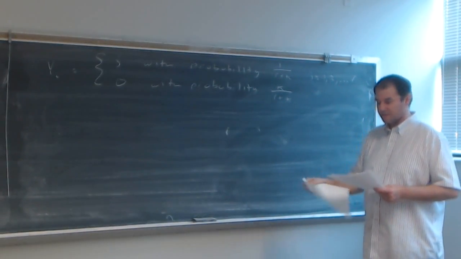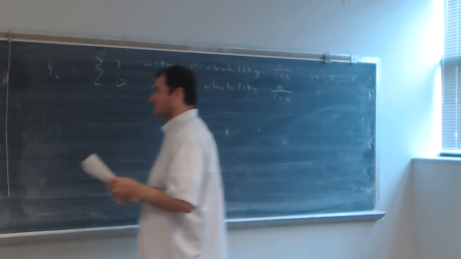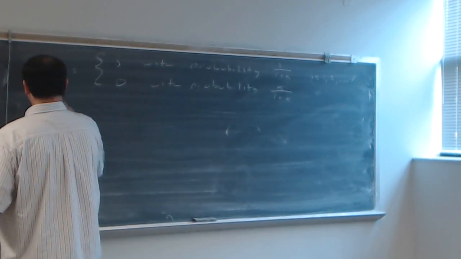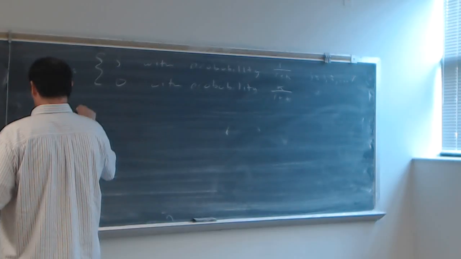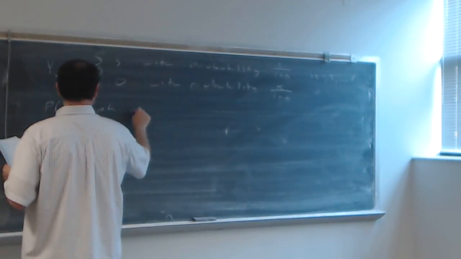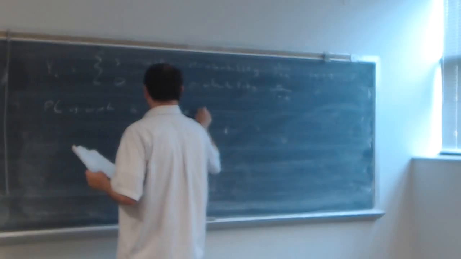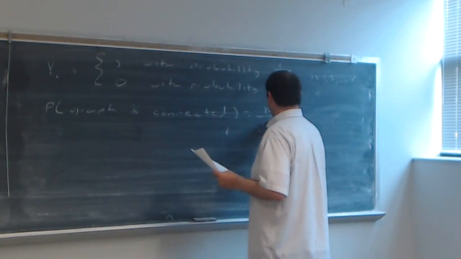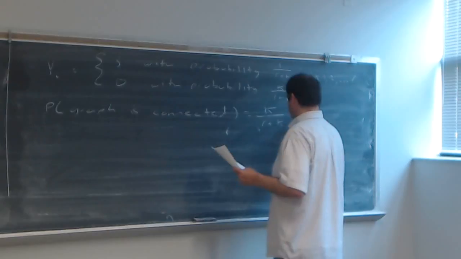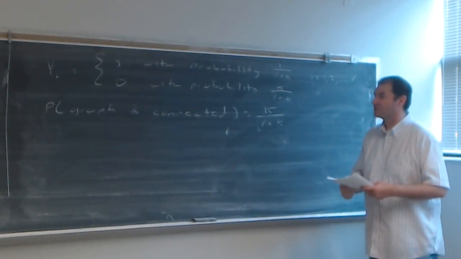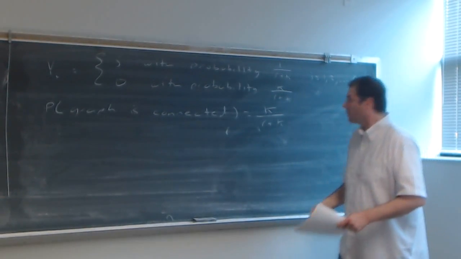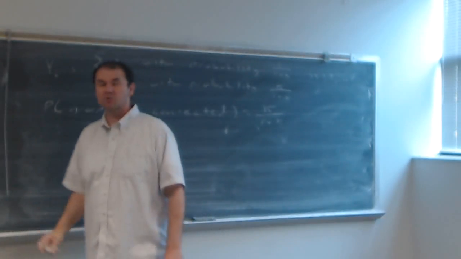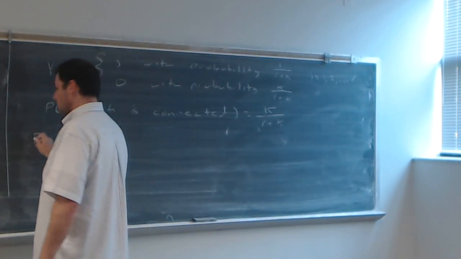And what we're going to say is, what's the chance that this type of graph is connected? So the probability that the graph is connected when we're in this situation equals K over R plus K. Now we want to prove this lemma. The way we're going to prove this lemma is by something called strong induction.